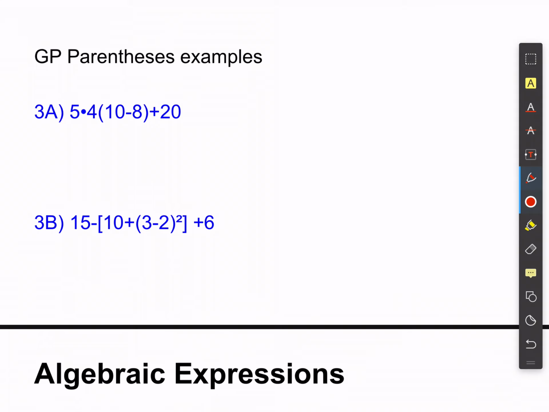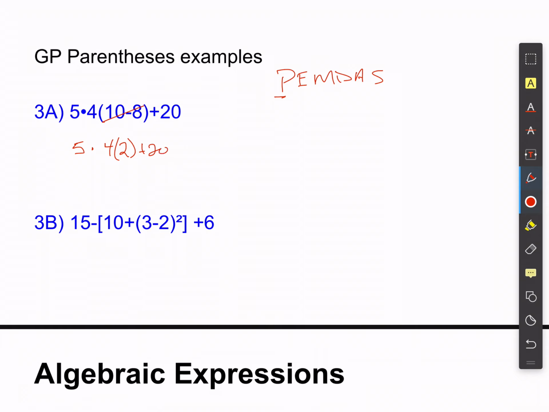The first thing I have to do, if I'm going to remember my PEMDAS here, is start with my parentheses. So 10 minus 8 is 2. I've gotten rid of my parentheses, and now I bring everything else down: 5 times 4 times 2 plus 20.